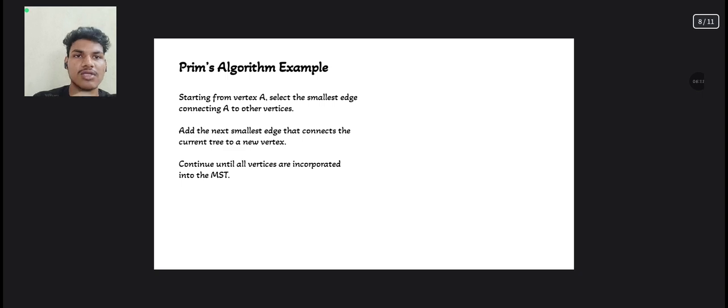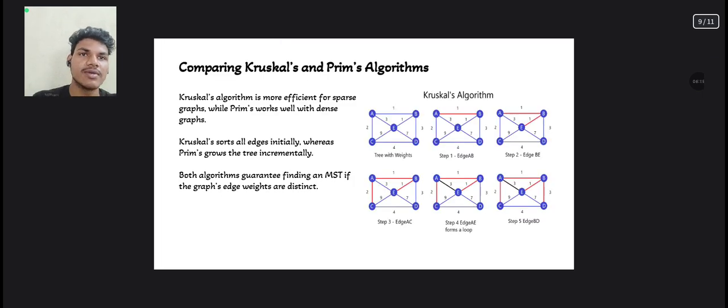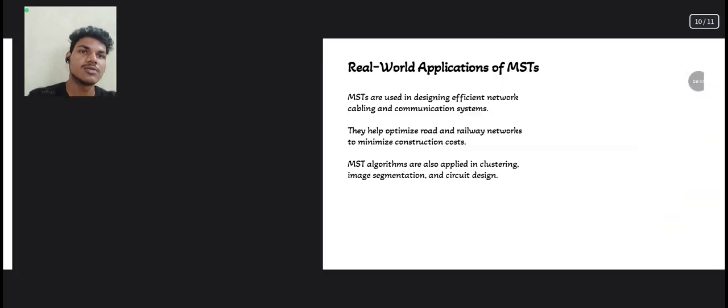Comparing Kruskal's algorithm and Prim's algorithm. Kruskal's algorithm is most efficient in sparse graphs, while Prim's works well with dense graphs. Kruskal's sorts the edges initially, whereas Prim's grows the tree incrementally. Both algorithms are guaranteed to find an MST if the graph edge weights are distinct. Here we can see the difference between Kruskal's algorithm and Prim's algorithm.